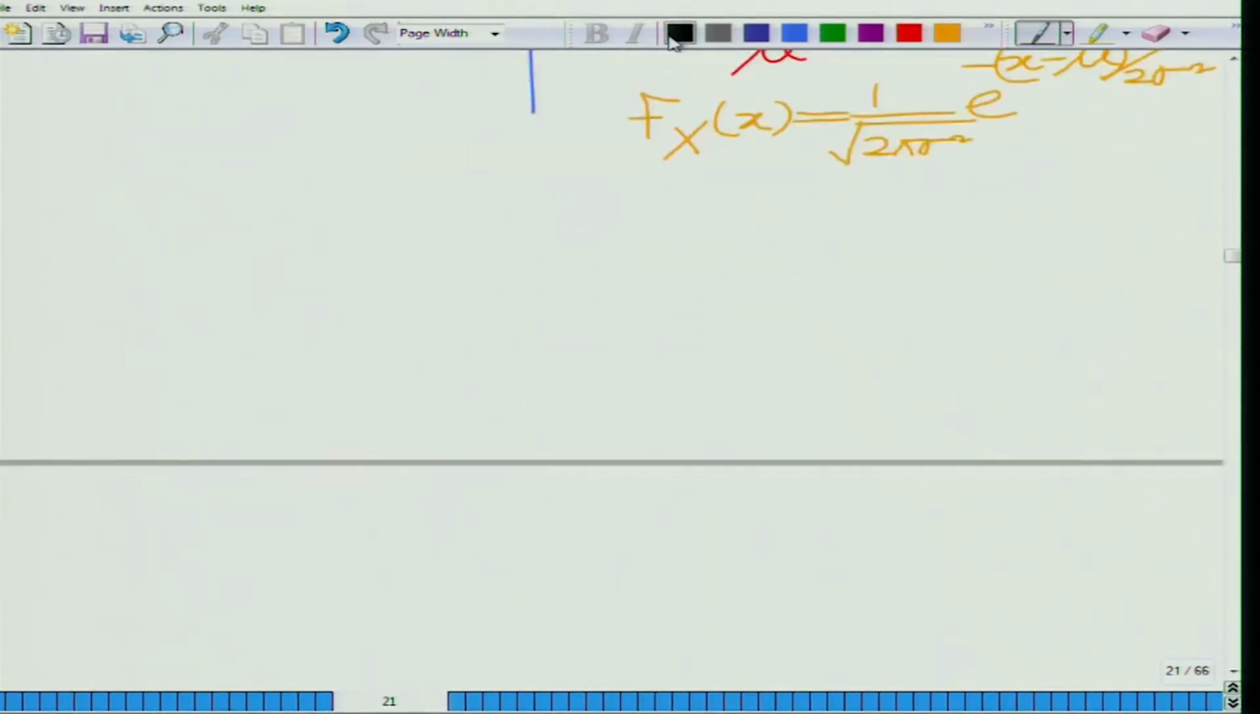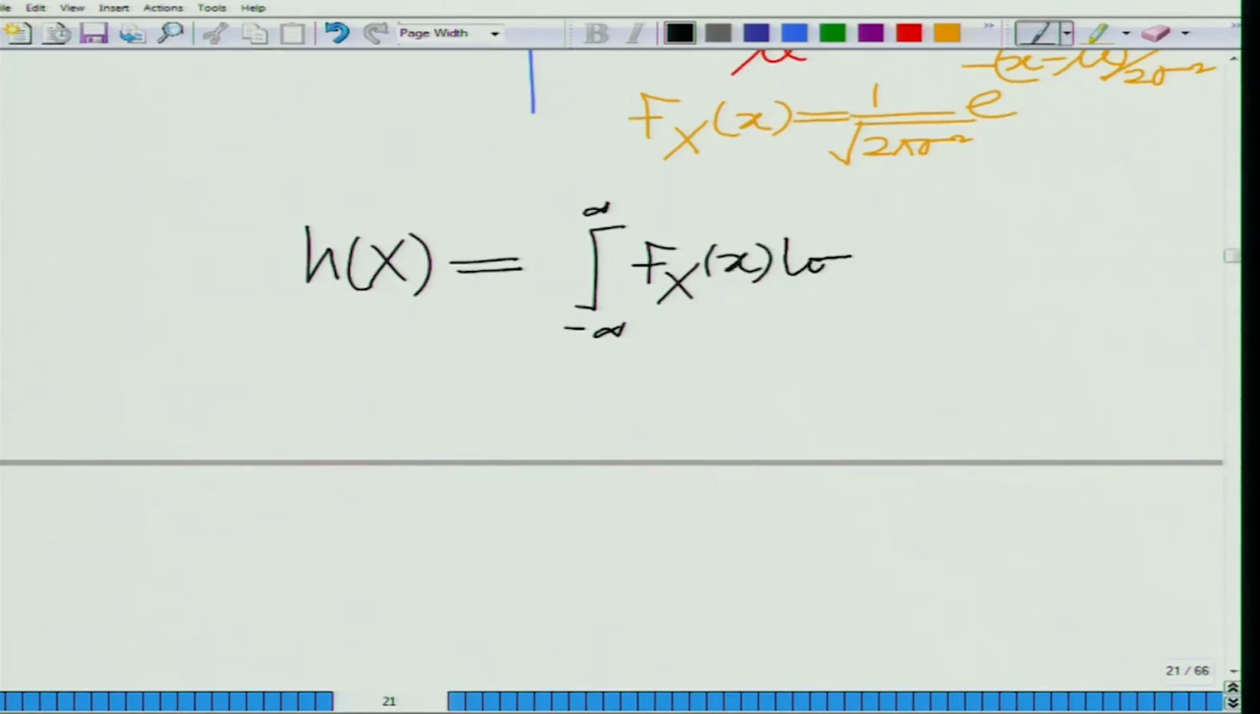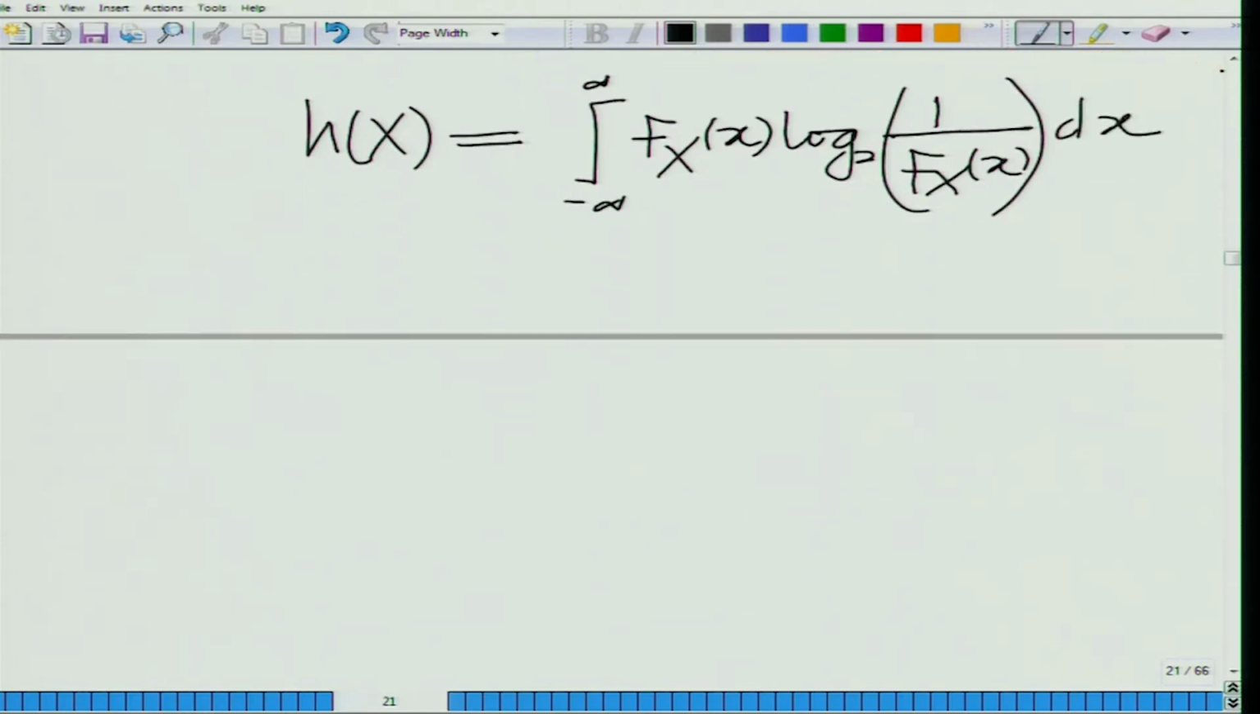The differential entropy of this source is basically h of x equals the integral from minus infinity to infinity of f of x times log to the base 2 of 1 over f of x, dx. Now, let us simplify the quantity log to the base 2 of 1 over f of x, and then substitute it back here.